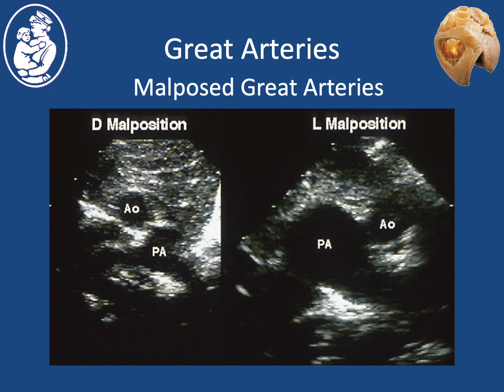The panel on the right shows L malposition of the great arteries. In this case, the aorta is anterior and leftward, and the pulmonary artery posterior and rightward. The bifurcation, again, is to the right side in this case. This is an example of L or levo malposition because of the leftward location of the aorta.